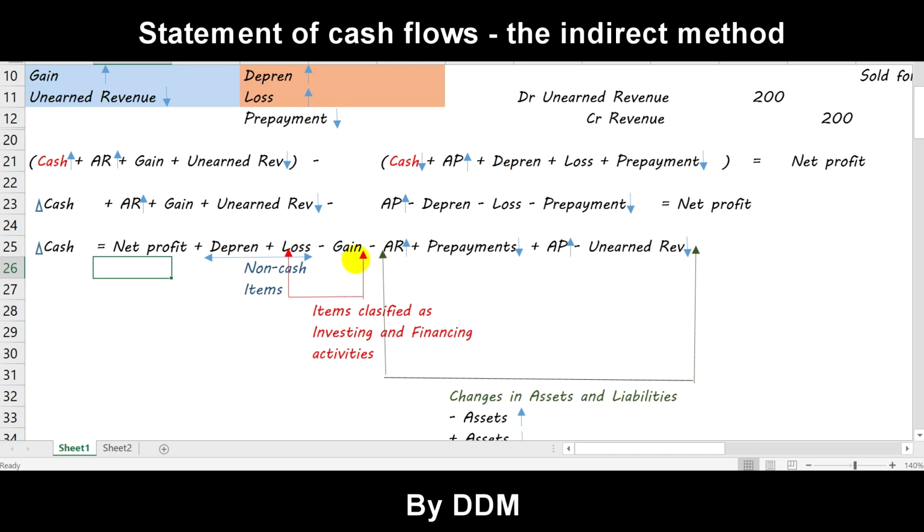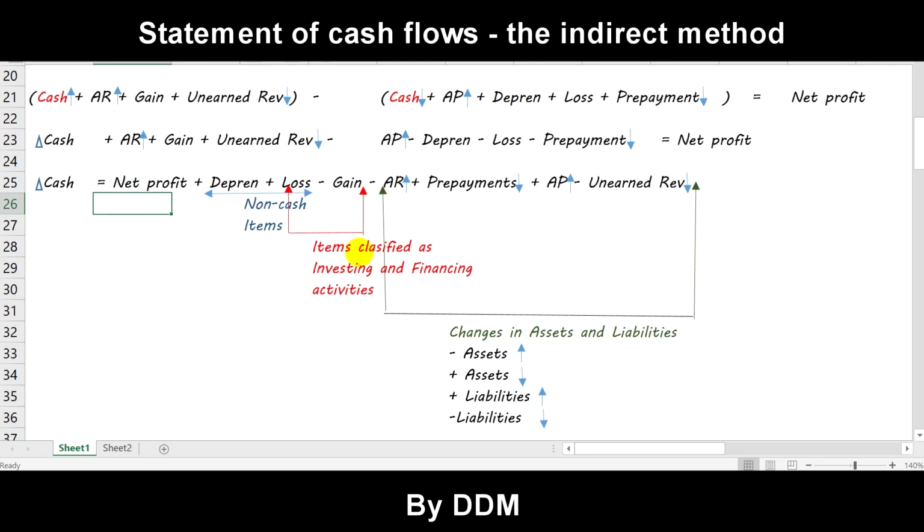Here, it could be loss, it could be gain. Next, we look after the changes in assets and liabilities. So from this equation, we see that we need to subtract the increase in assets, add the decrease in assets, add the increase in liabilities, and subtract the decrease in liabilities. In this way, purely mathematical, we establish the relationship between net profit and net cash flow from operating activities.